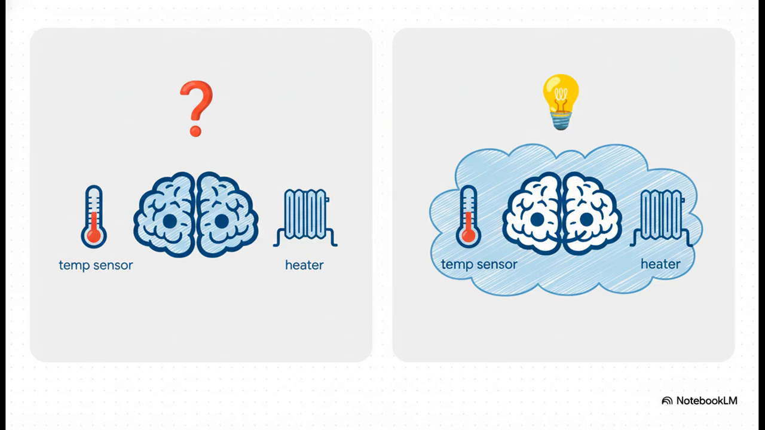Just look at the difference here. Without semantics, an AI sees temp sensor and heater as just text, random words. It has no idea they're related. But with a semantic model, it gets it. It understands, oh, these two things work together in a climate control system. And then it can start making smart suggestions about other parts you might need.